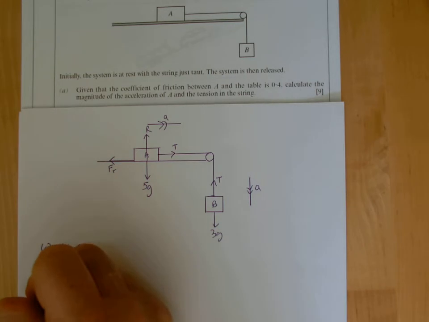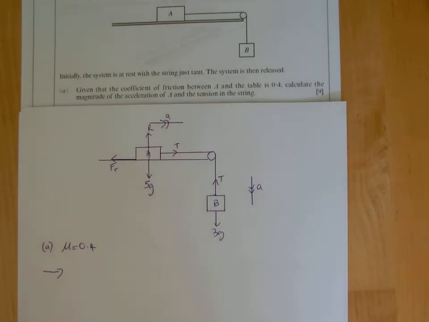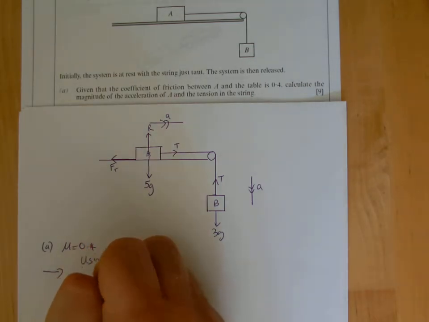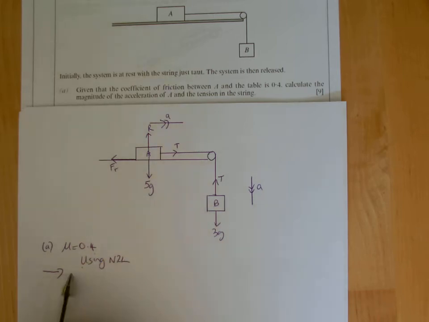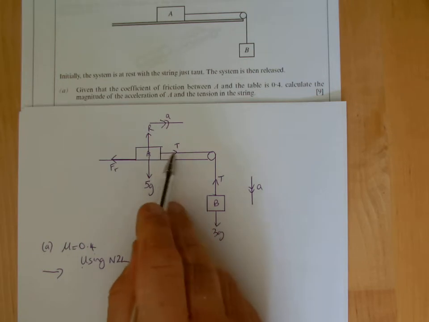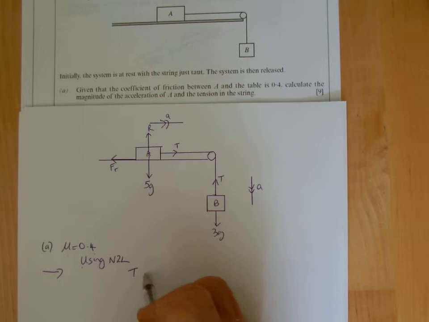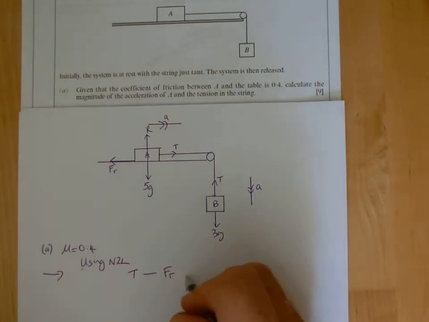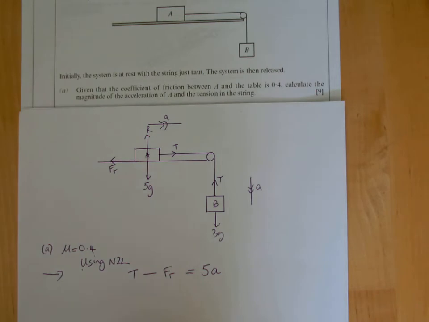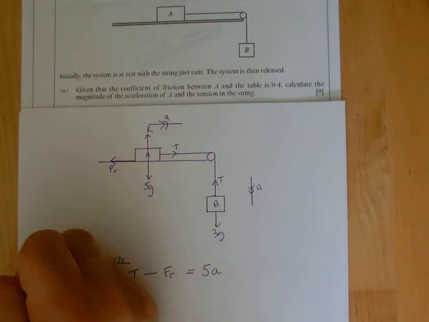If we resolve at A, in the direction of motion, we're using Newton's second law. In the direction of motion, we have the leading force, the tension in the string, which is pulling this object. Of course, there's a resistance of the friction. So the overall resultant force is T take away Fr, and that will equal mass times acceleration. So the mass of object A is 5, times the acceleration, which is a. Of course, my focus is on object A.